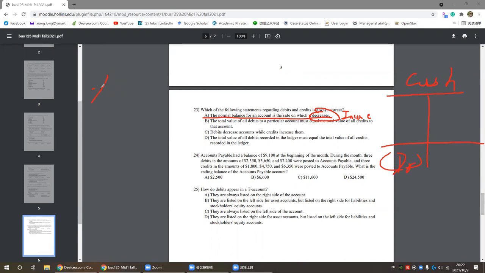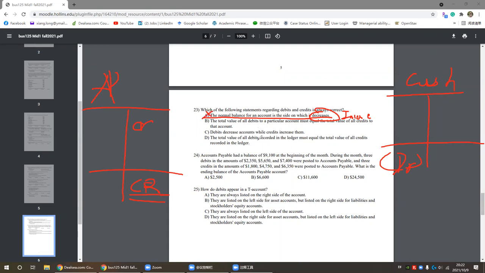On the other side, like accounts payable, this is a liability. So we know that whenever accounts payable increases, we need to credit it. So you will see our normal balance is also on the credit side. So it's not decrease, it's increase. A is a wrong statement.